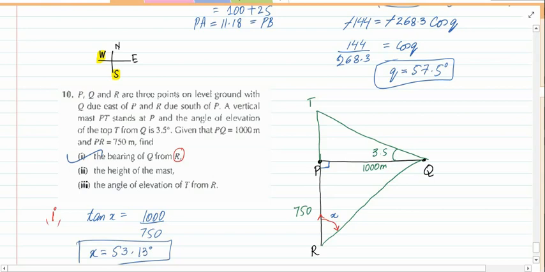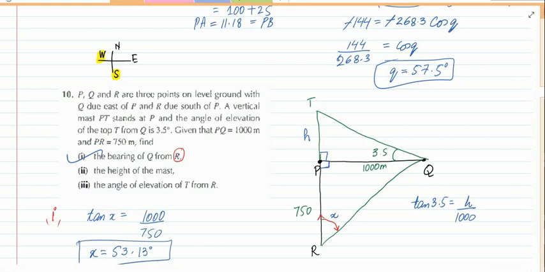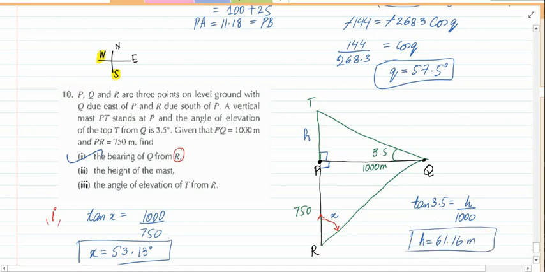The height of the mast, now that means this height H. Again we are dealing with a right angle triangle, right? Opposite is unknown, angle is known, and adjacent. Again opposite and adjacent, that means tan. So tan, angle is 3.5, opposite is height and adjacent is 1000. So tan 3.5 multiplied by 1000, it's 61.16. So the height of the mast is 61.16 and unit is meters, not centimeters.